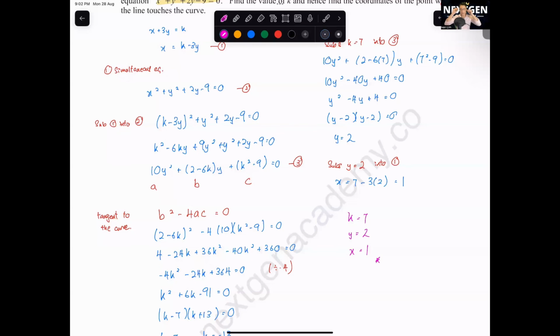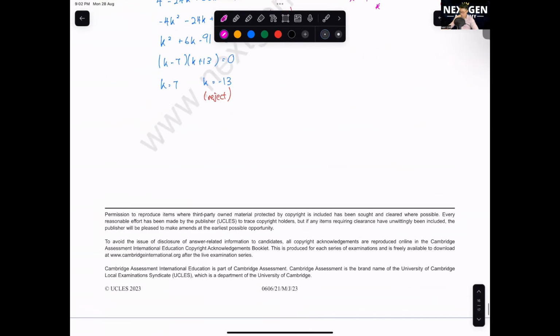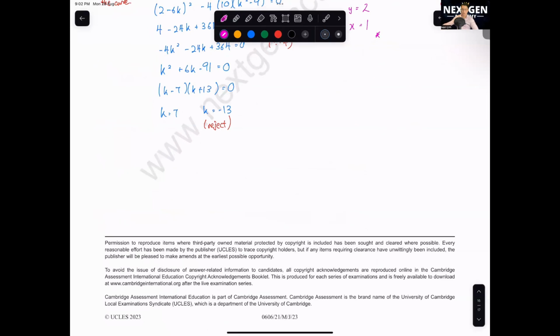Any questions? Why is the grade threshold so high for this paper? Because this paper is too easy. The only slightly weird one is that vector question, but overall I think this paper is pretty easy. So I stop the recording here, and then we'll move on to our next thing for today. This is the end of 060621 MJ 2023.